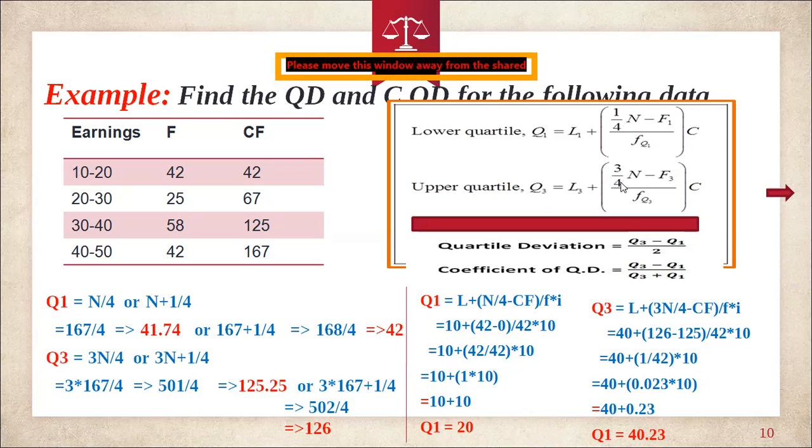For Q3 it is N into 3 by 4, or 3N by 4, no problem. If you do 3 into N or N into 3, you will get the same answer. Minus F divided by small f into i or c. After calculating Q1 and Q3, we can substitute in the quartile deviation formula: Q3 minus Q1 divided by 2.